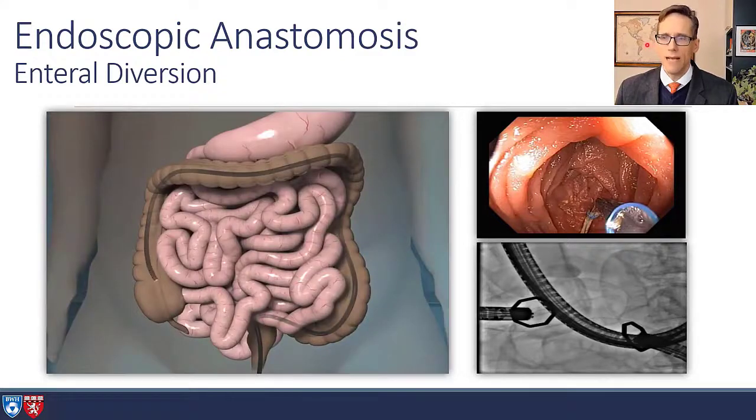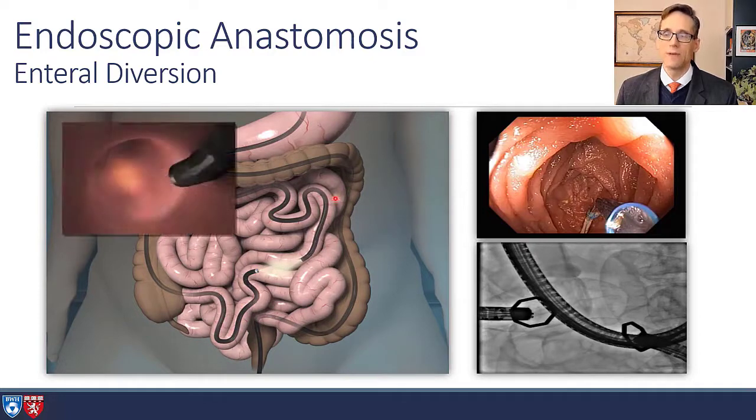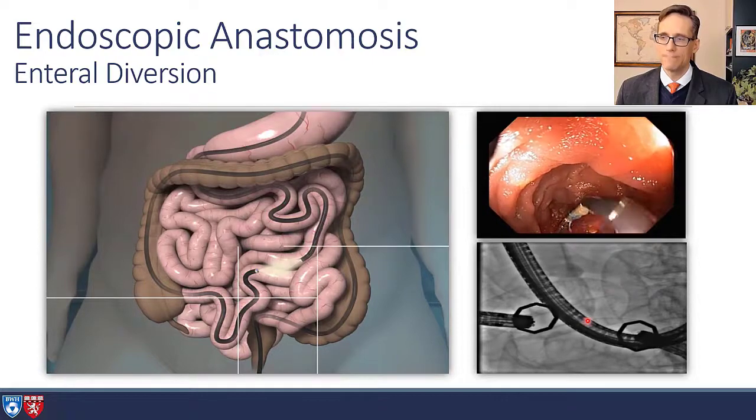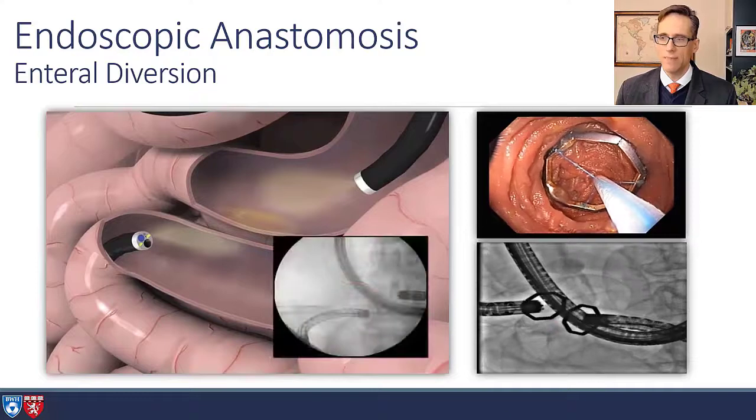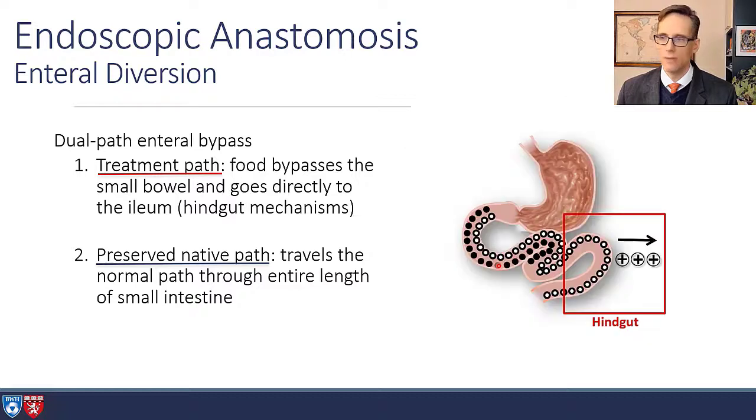And finally, enteral diversion. This is using magnetic anastomosis. So you can see here it requires 2 endoscopes, one passed from below above the IC valve and one passed from above beyond the ligament of Treitz. And then the magnets are passed from the channel in the endoscope here, and they are coupled under fluoroscopic guidance. So this forms a treatment path where food can quickly go from the proximal bowel to the distal bowel, but also a preserved native path to mitigate against complications as food can go the traditional longer route.